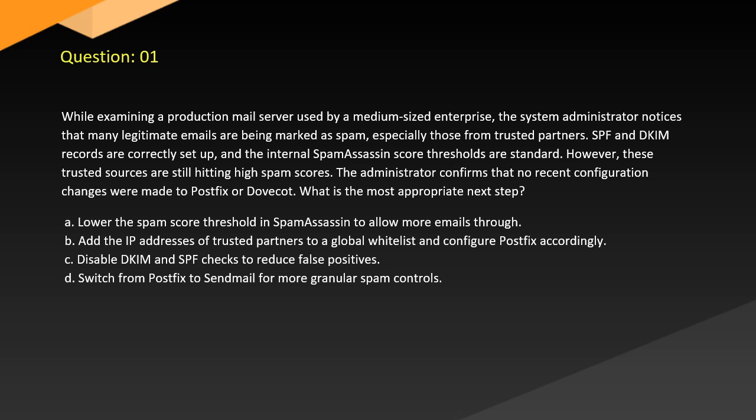A. Lower the spam score threshold in SpamAssassin to allow more emails through. B. Add the IP addresses of trusted partners to a global whitelist and configure Postfix accordingly. C. Disable DKIM and SPF checks to reduce false positives. D. Switch from Postfix to Sendmail for more granular spam controls.